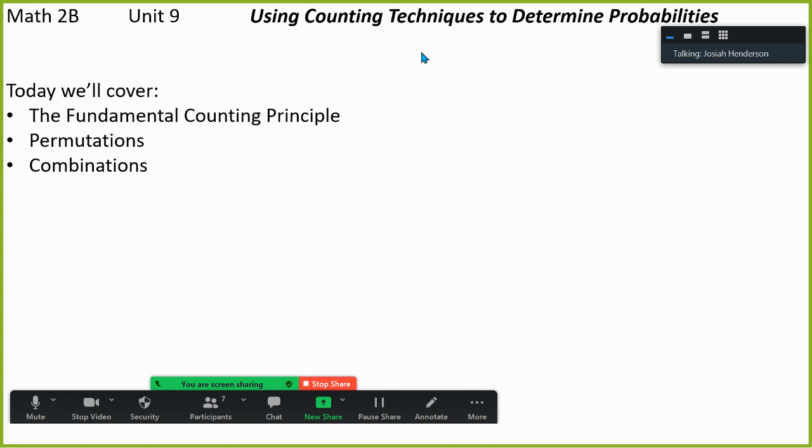In Edmentum, it's called using counting techniques to determine probabilities. What it's really going to be covering are these three topics below: fundamental counting principle, permutations, and combinations.